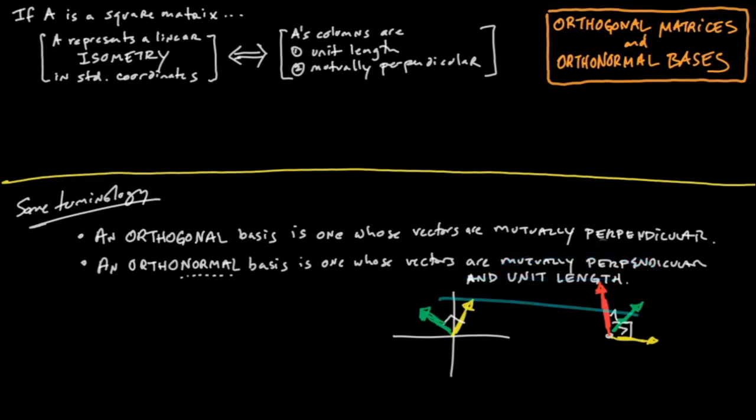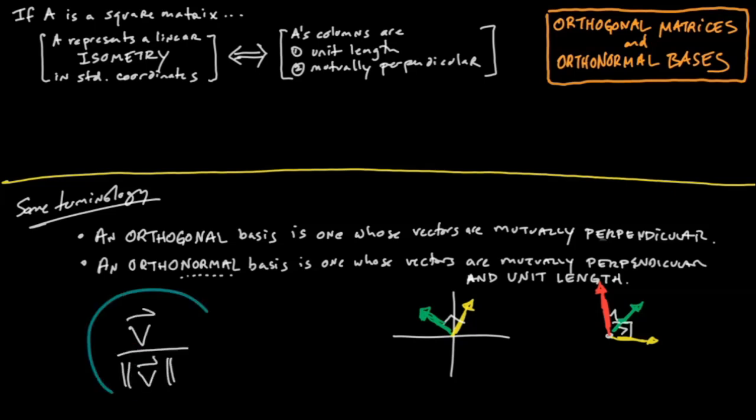And this terminology is perfectly reasonable as well, because it's consistent with other ways in which we use the word normal. For example, all the way back in chapter 1, I introduced you to the idea of normalizing a vector, which was where you take a vector and divide out by its length, resulting in a vector pointing in the same direction, but guess what? Unit length. So we could turn any orthogonal basis into an orthonormal basis by normalizing all of its vectors. All right, so far, so simple.